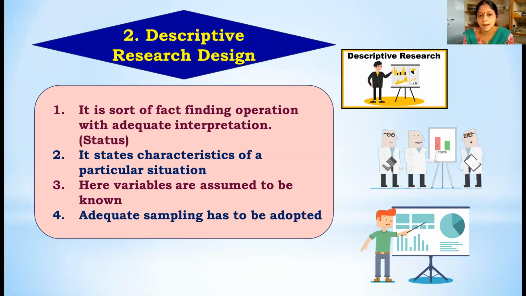Maybe with a 1 acre land holding with dry land, or 1 acre land holding with assured irrigation. Like that, here the variables are assumed to be known. We are deciding that the variables are known to us, and based on that we are going to conduct the research. Here we have adequate samples to do this descriptive research. That means if I have recommended the IFS practices to more than 100 dryland farmers, I'm going to sample only 20 farmers and go to them.